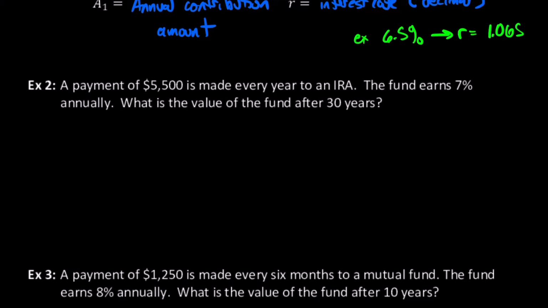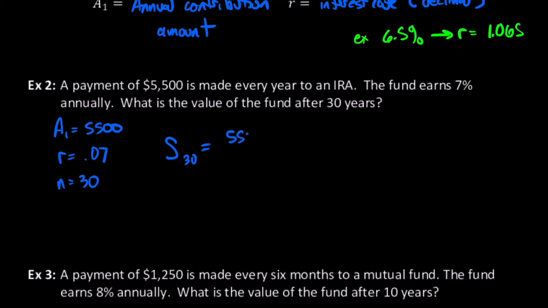So we need to know what represents what. A sub 1, how much do you put in every year? That's $5,500. R is 0.07. And N, the number of years, is 30. So I'm going to plug into my sum formula. Sum of the first 30 terms.